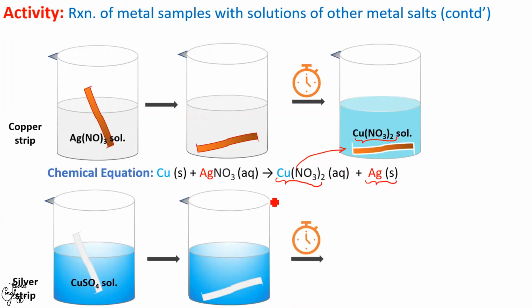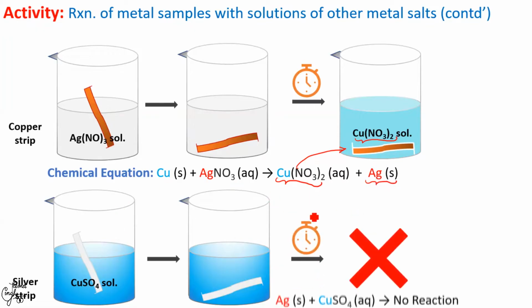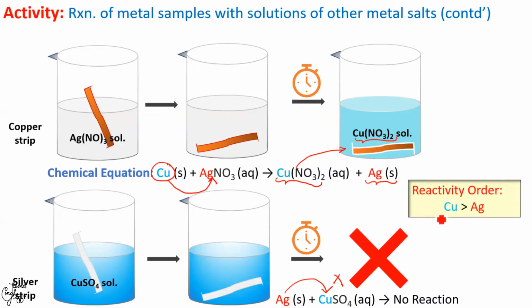Whereas in setup 2, no change was observed, suggesting no reaction took place. Thus, we can conclude that copper being more reactive than silver was able to displace silver from its salt solution, but silver was unable to displace copper from its solution. So copper should be placed above silver in the reactivity series as copper is more reactive than silver.